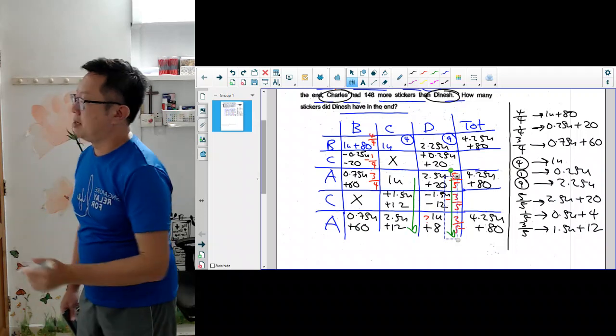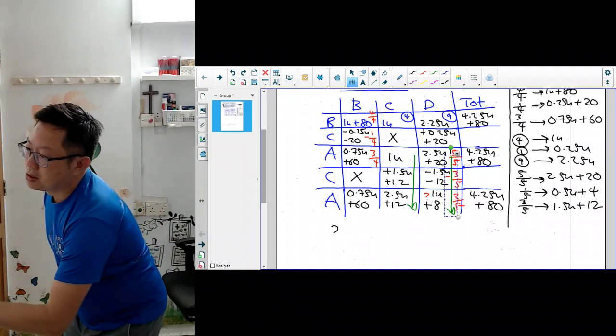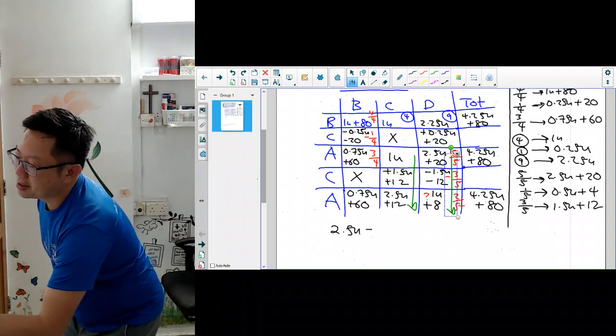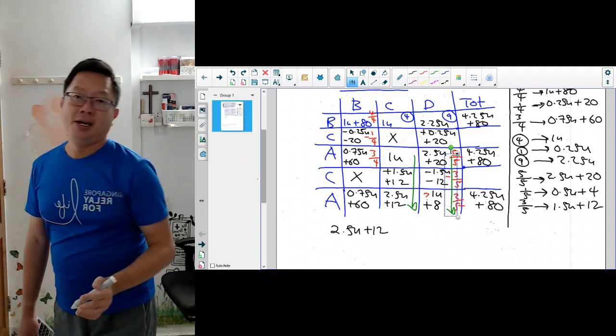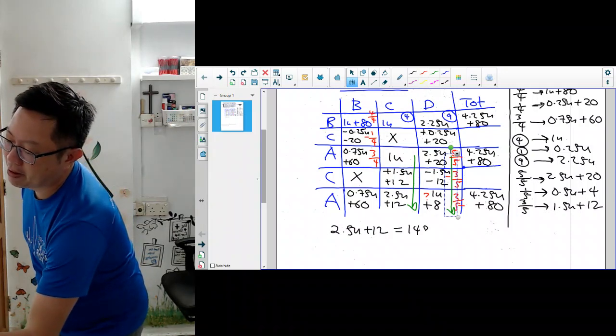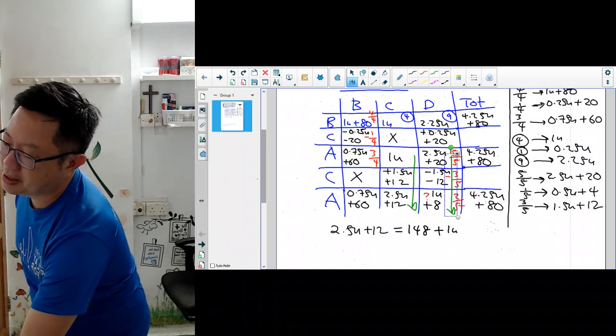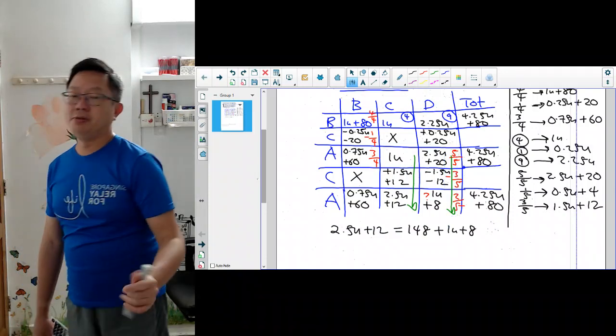Alright, so look at Charles and Dinesh. So Charles has how many? Charles has 2.5 units and 12, right? And he has 148 more than Dinesh, who has 1 unit and 8. So Dinesh has 1 unit plus 8.